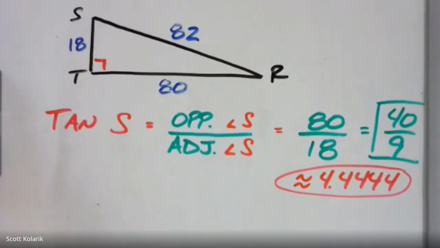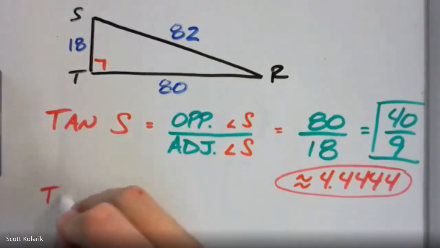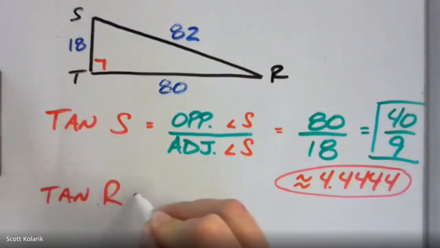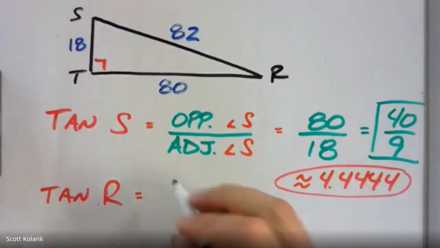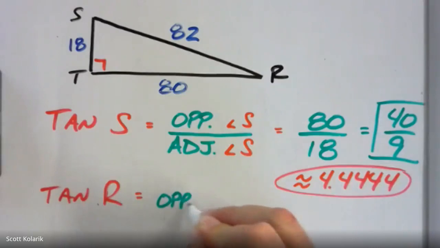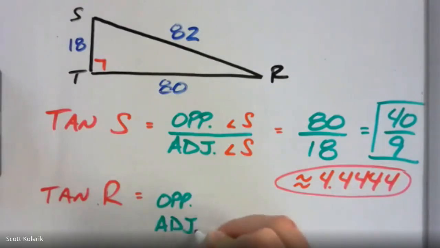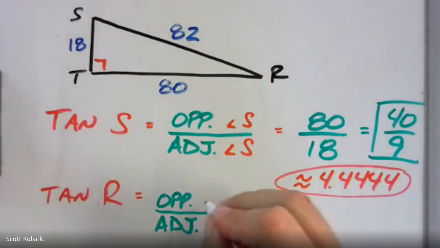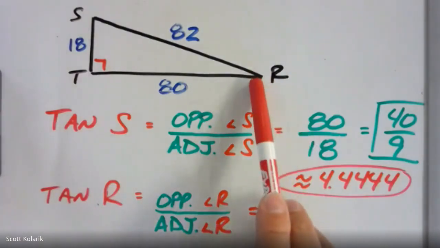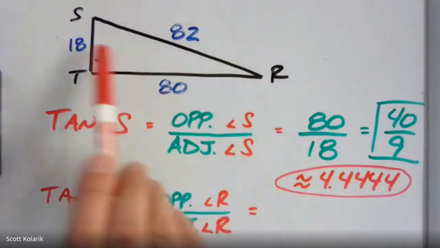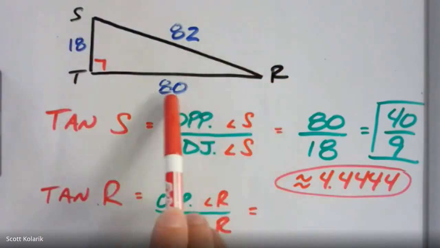Okay, so the other part of this question told me to look into angle R. Let's just do that really quickly. I'm tasked with finding the tangent of angle R. Again, I do not actually have an angle measurement in this case. So my ratio is still the same, opposite over adjacent. Opposite what, adjacent what? Now I'm focusing on angle R. The side that's opposite is going to be this 18 and adjacent is going to be the 80.